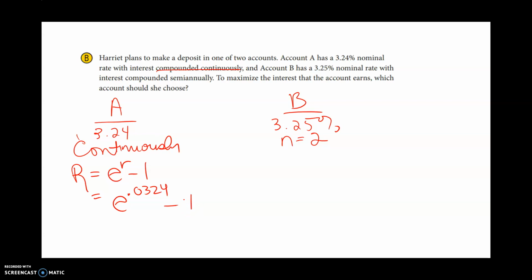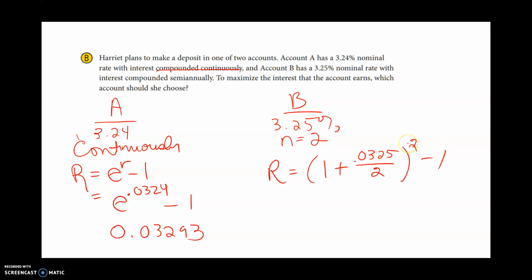So let's try it. e to the 0.0324 minus 1 gives me an effective annual interest rate. Taking it out here till I see what this other one gives me. Now, account B, I'll use the equation we used before, where the effective interest rate is 1 plus r over n, raised to the n, minus 1, raised to the 2 minus 1.